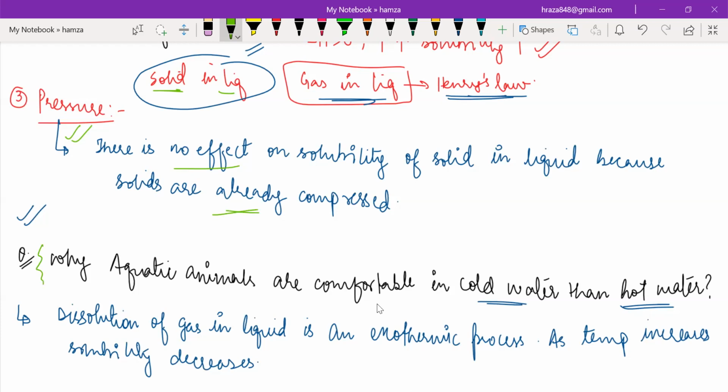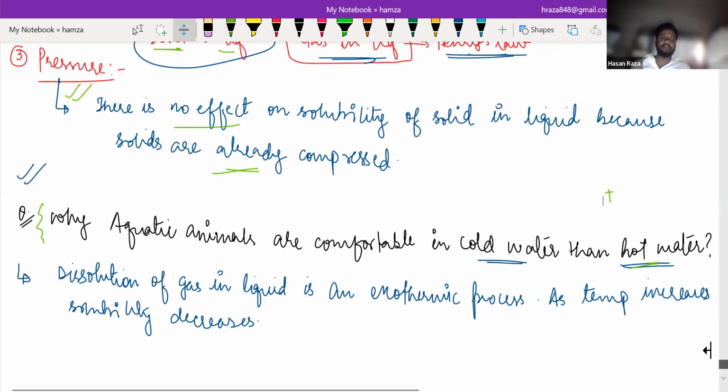Why are aquatic animals comfortable in cold water rather than hot water? Because dissolution of gas in liquid is an exothermic process, and since in hot water the temperature is higher, solubility decreases. The solubility of oxygen in water is not that much. That's why they are uncomfortable in hot water. So I'm going to take another topic, that is Henry's law.